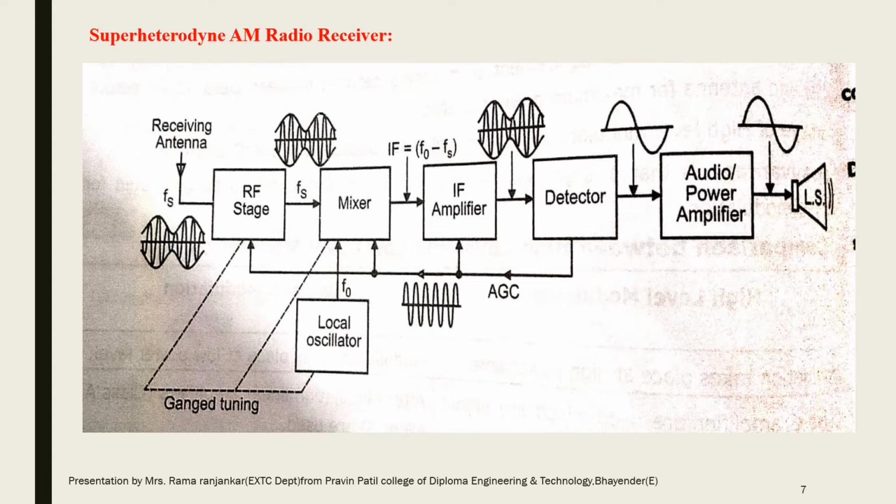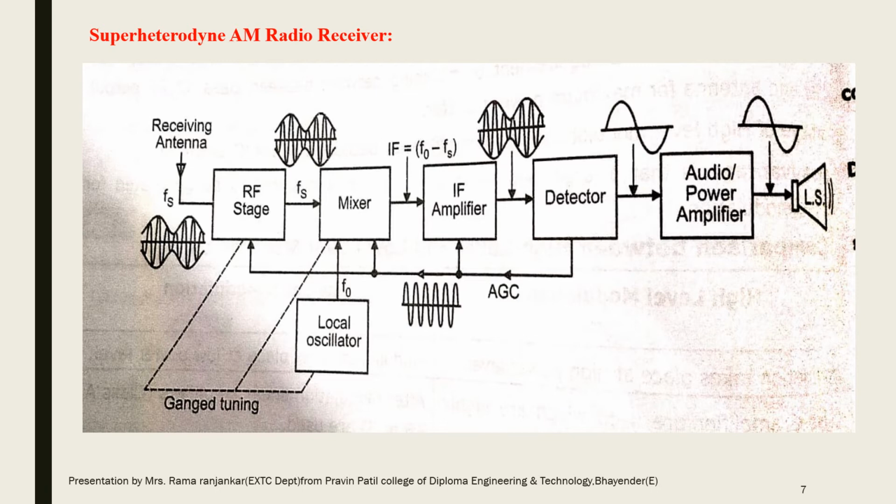Now the first block of this super heterodyne AM radio receiver circuit is the RF stage, which receives the input from the receiving antenna. Now this signal passes towards the mixer side. In the mixer, the local oscillator frequency FO gets added with this FS. Here in the mixer we compare these two frequency signals. When FS equals FO, it is called a sync detector circuit.